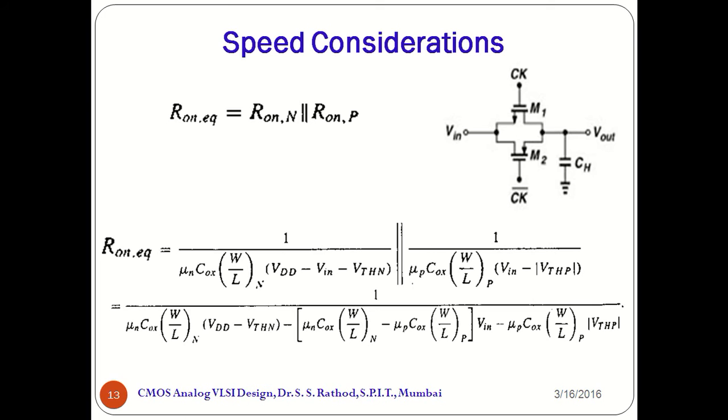And what is the on resistance of PMOS? It is 1 upon mu P C naught x W by L of P into VGS, that is Vin, minus mod of VTP. Correct? VGS is Vin because the clock will be inverted. So you simplify this, you will get this equation.